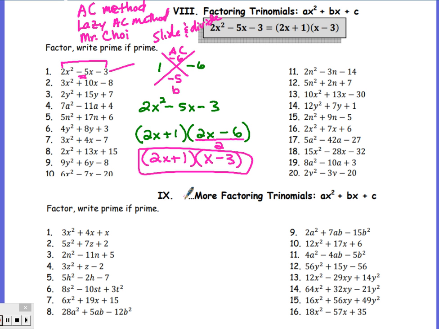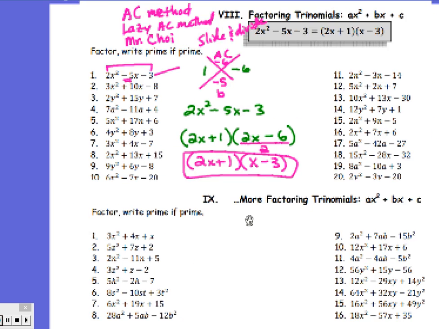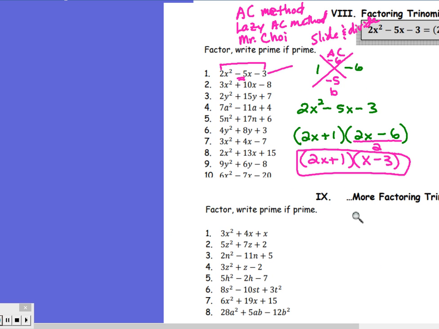All right. So the slide and divide and the Mr. Choi. Okay, so let's do 3x squared plus 10x minus 8 and do slide and divide.